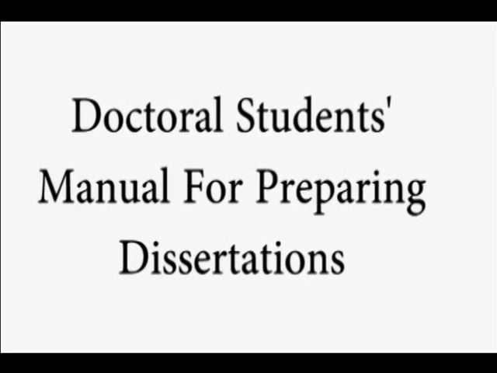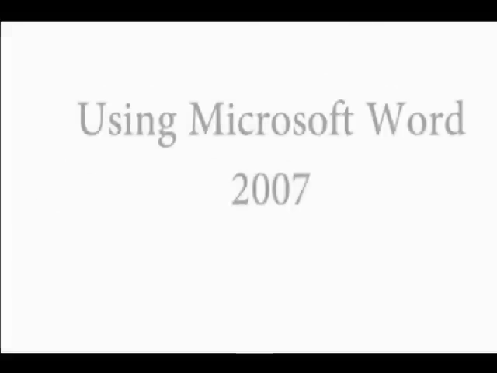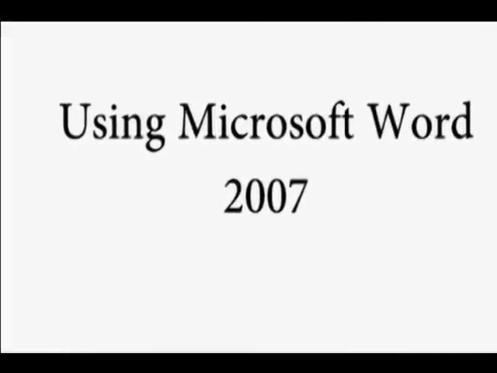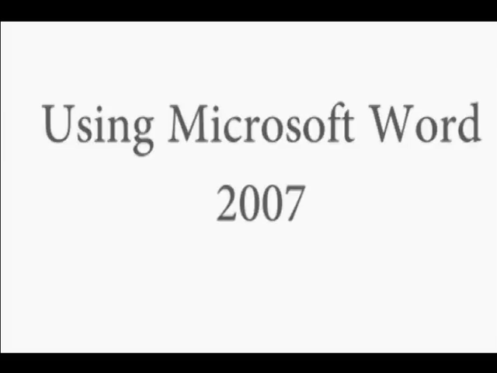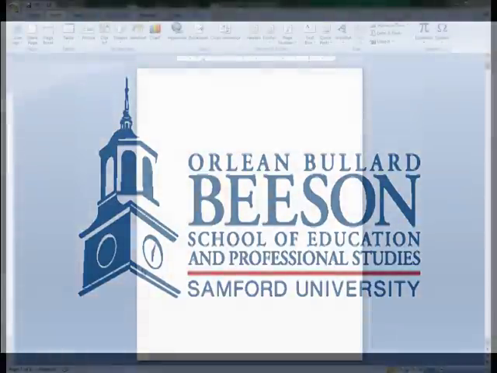This video podcast is for properly formatting the tables for your dissertation in Microsoft Word 2007 using the American Psychological Association APA Style 6th edition with regards to graduate students in the Orlean Bullard Beeson School of Education and Professional Studies. Be sure to always follow the guidelines set in your doctoral student's manual used for preparing dissertations.